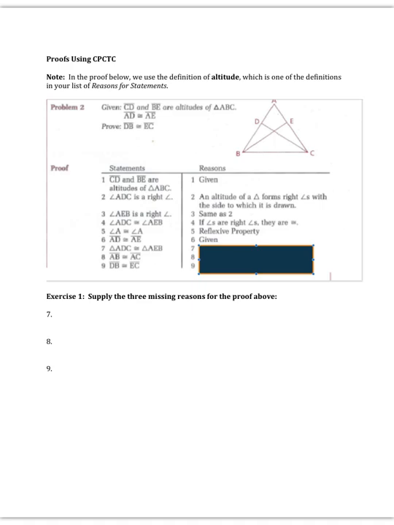Okay, so let's look at the exercises in this. The first of which was the proof where we had to prove that segments DB and EC were congruent to each other, and these are these two here. And so the first reason that you had to supply was for step 7, which said that the two triangles are congruent, ADC and AEB, and that came because we got that we have two right angles here, which right angles are congruent, and so we got that ADC and AEB are congruent.